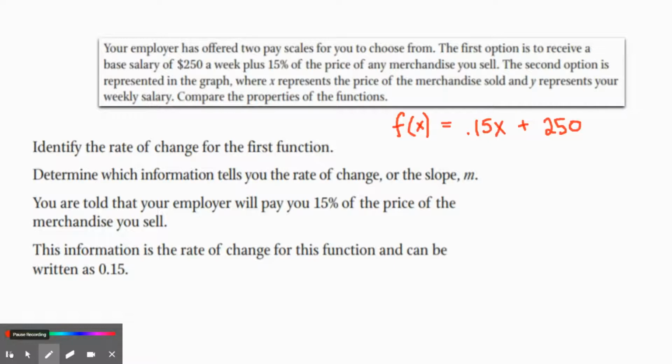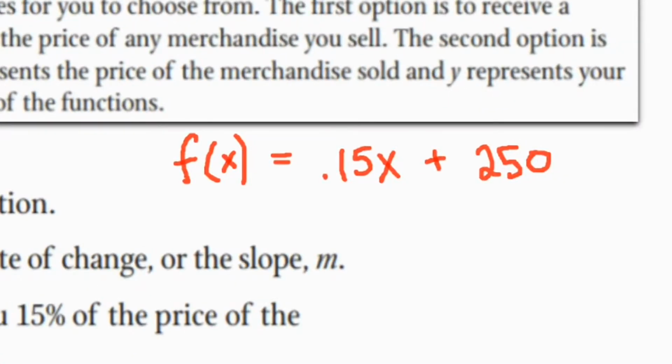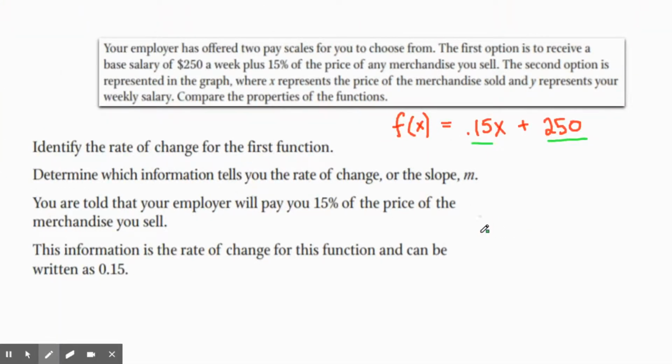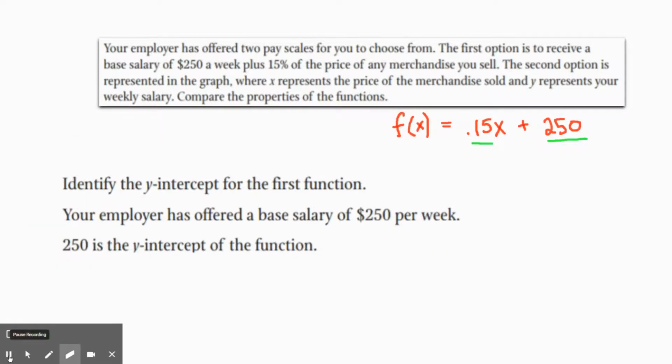So for the first scenario, we'll call it f of x. We have a base salary of $250, and then we also get 15% of whatever we sell, which creates this equation right here, f of x is equal to 0.15x plus 250. Well, let's identify the rate of change. So the rate of change is going to be 0.15, and the y-intercept is going to be $250.